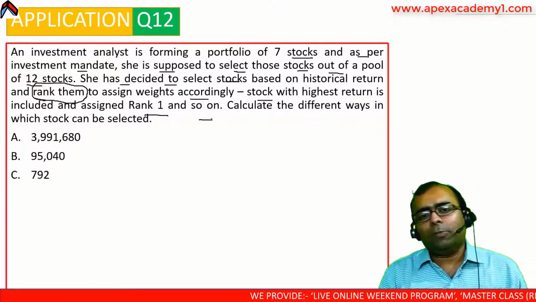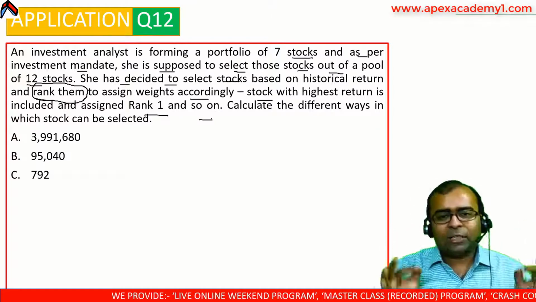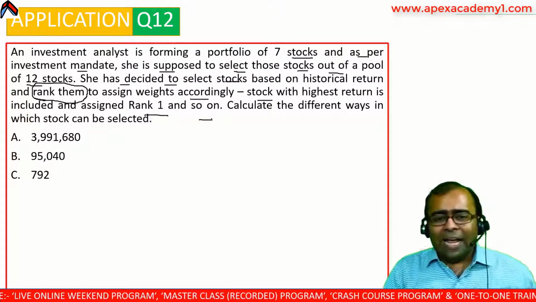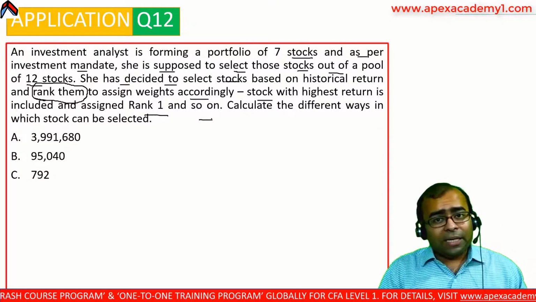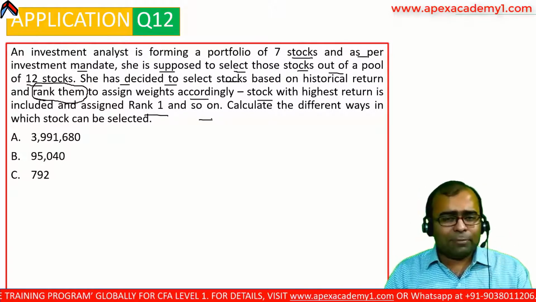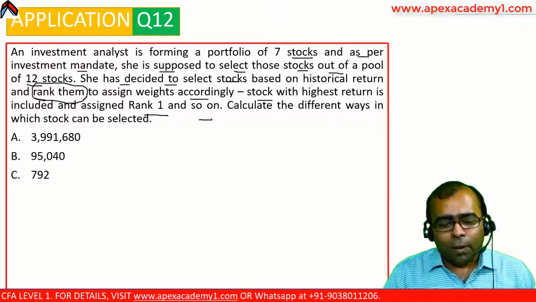Now when to use permutation and when to use combination, it's very simple. If ranking and order is not important, then it will be a combination. But if ranking and order of placement is important, then it will be a permutation.